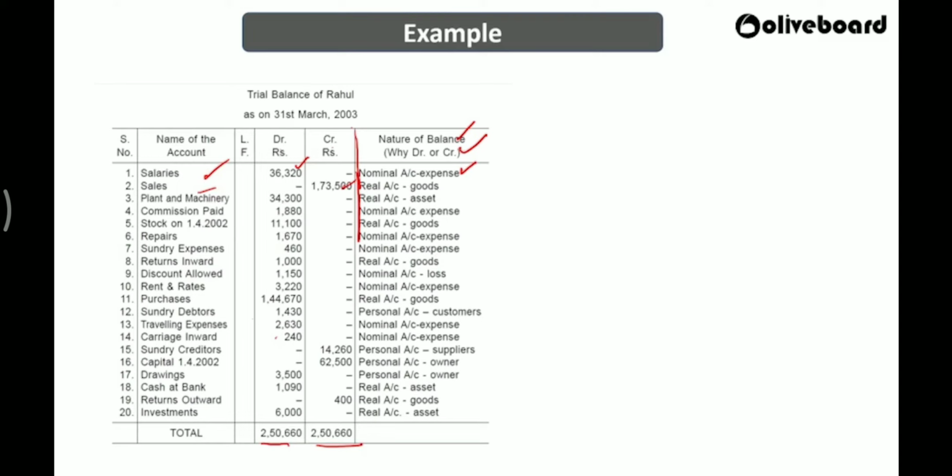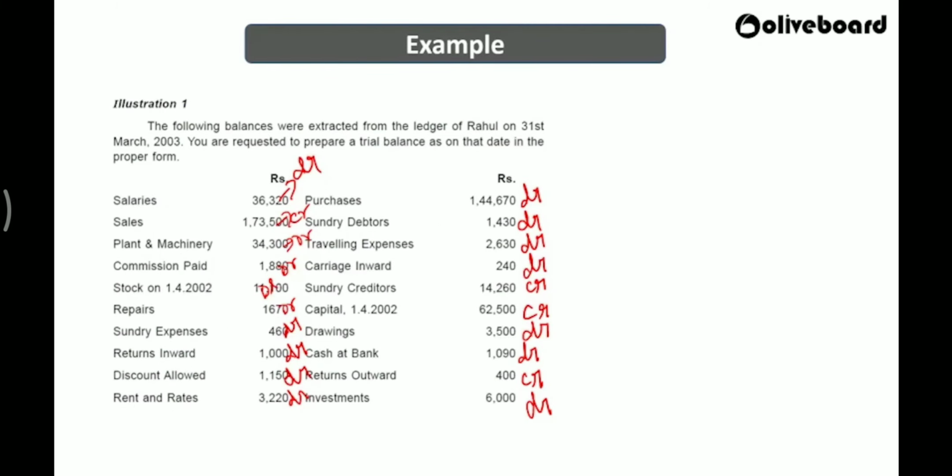All right. So trial balance is nothing but, once you have the ledger balances, you park everything in one sheet. Then that is called trial balance. Guys, understand. I'm going back to the question here. See, this is the ledger balances. This is the ledger. See here, the words were extracted from the ledger. So these are all the ledger balances.